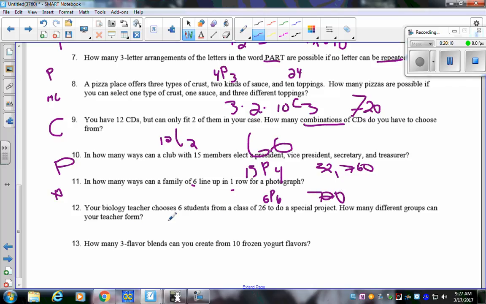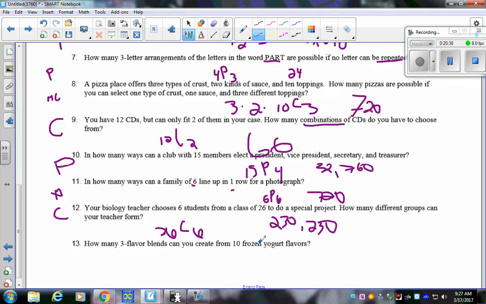Your biology teacher chooses 6 students from a class of 26 to do a project. How many different groups? So I'm just making groups. If me and Billy are in the group, me and Billy are in the group. It doesn't matter whose name is first, so it's a combination. So 26C6. Oh, don't even have an even number of groups. Anyways, 230,230. That's kind of cool.